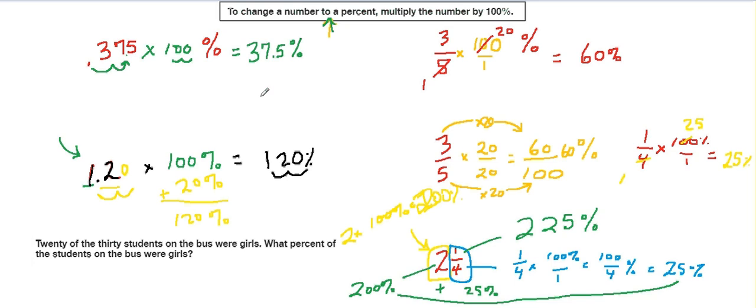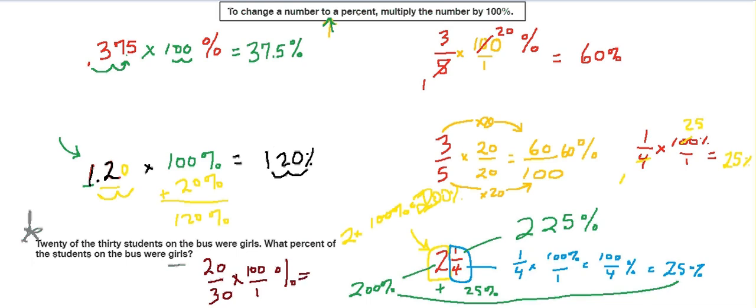Lastly, how about a word problem? 20 of the 30 students on the bus were girls. What percent of the students on the bus were girls they're asking for? 20 out of 30 were. What's that in a percent? What is that as a percent? We multiply by 100%. That will give us our answer.